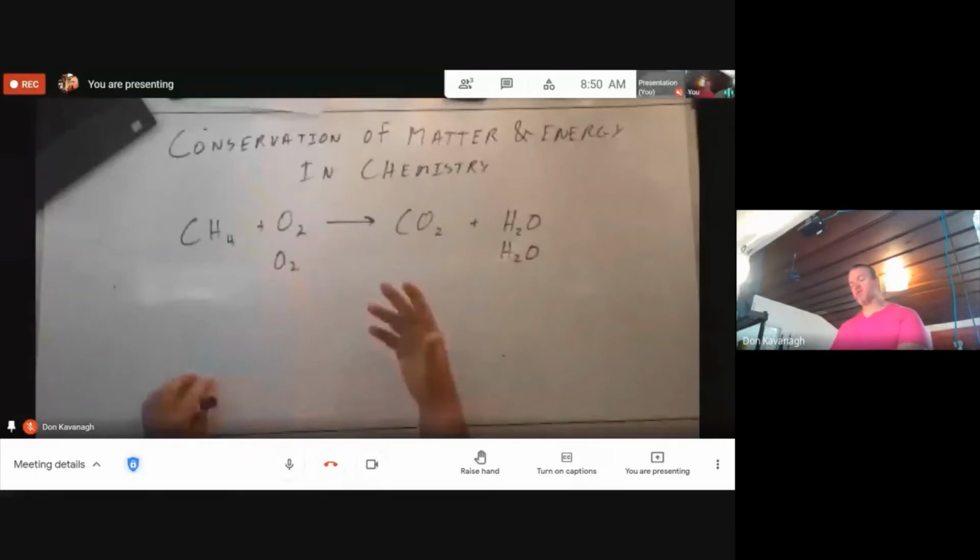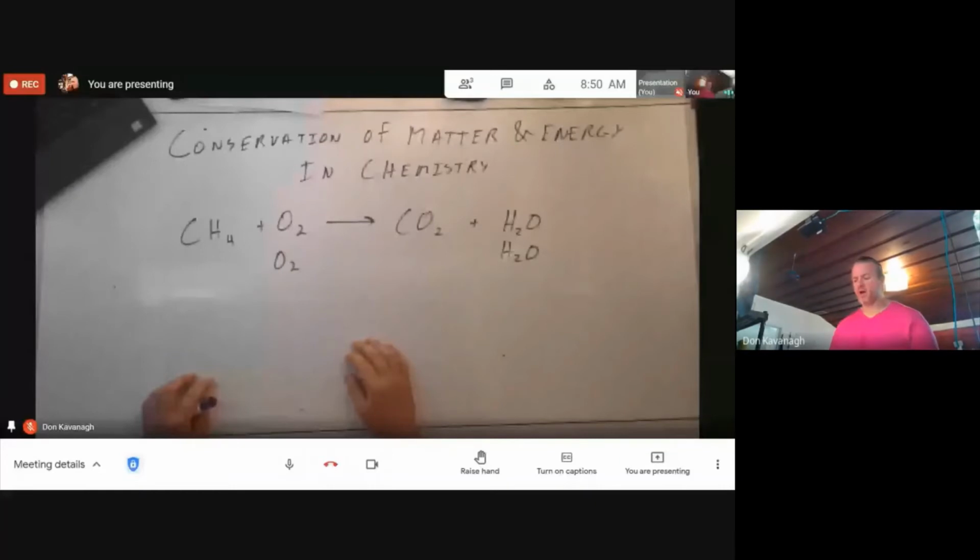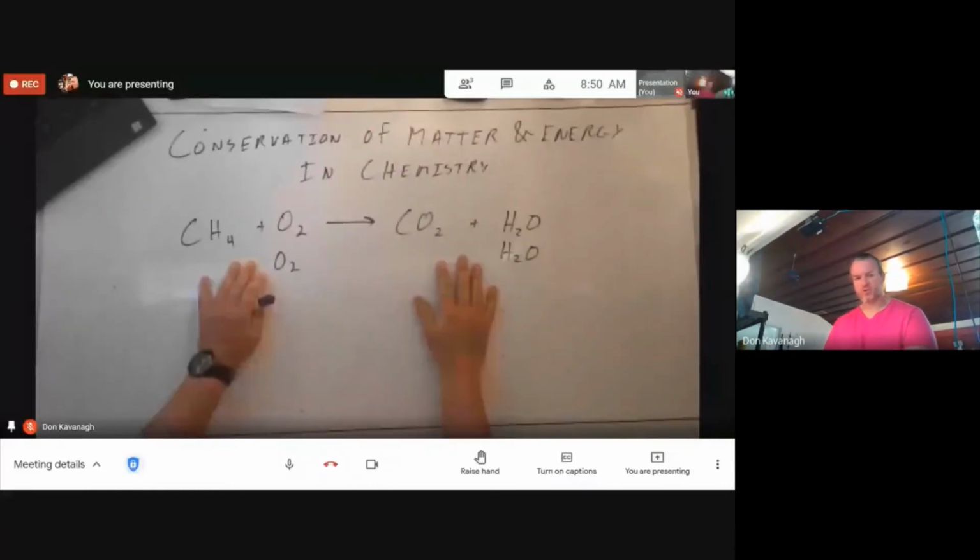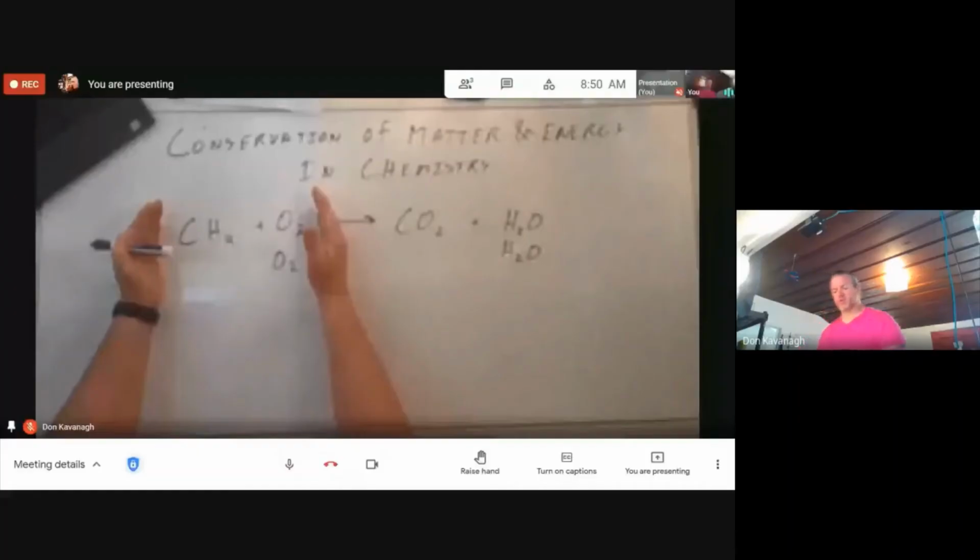Now, the conservation of energy. This follows the conservation of energy as well. Consider how everything on the reactant side is neutral overall in charge. Everything on the product side is neutral overall in charge. So we start neutral and neutral.